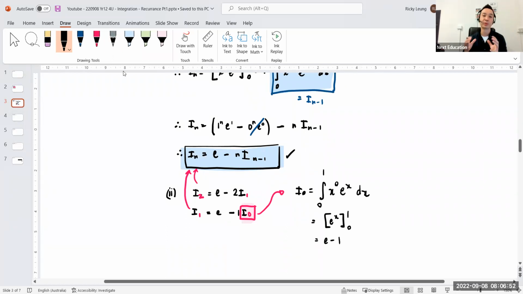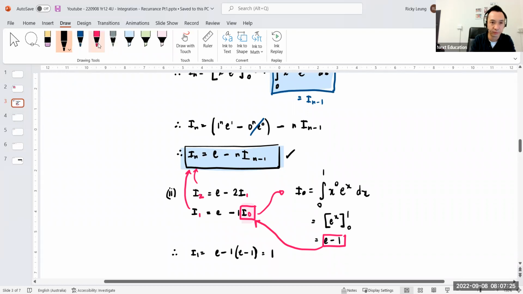Now that's important. Once you get the value of I0, it's a bit tedious because we said I2 equals something with I1, I1 equals something with I0, found I0. Now we're going to backwards populate to get the value of I2. So I'm going to take this and repopulate it back in here to get I1 equals e minus 1 lot of e minus 1. What's that? Which is e minus e, that's just 1.